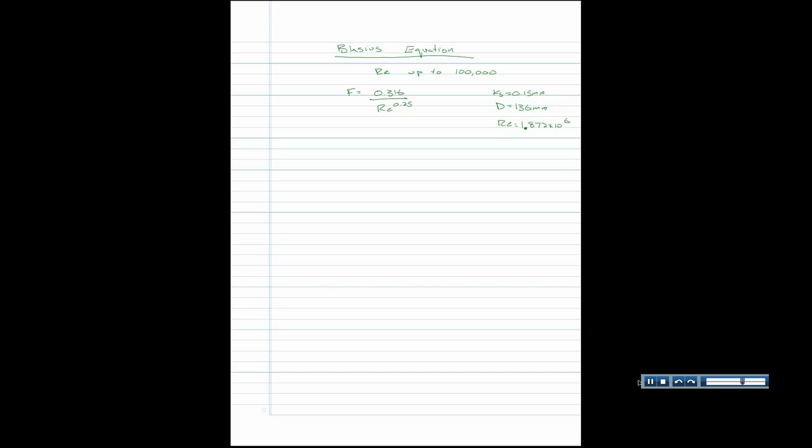If we did use it anyway, then the F value would be 0.316 divided by 1.872 times 10 to the 6th to the 0.25 power. Well, the result of that would be 0.00854. No, that's not right. We know from our previous examples that it should be 0.0203. So Blasius only works up to a Reynolds number of 100,000.